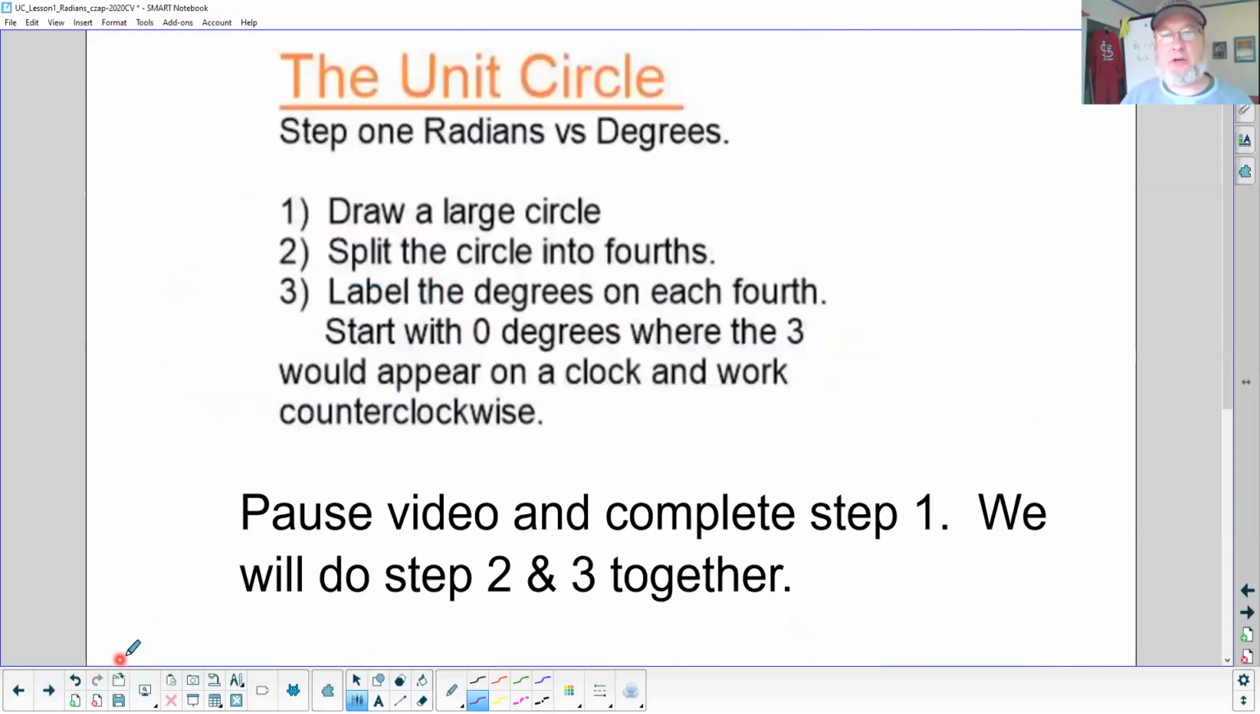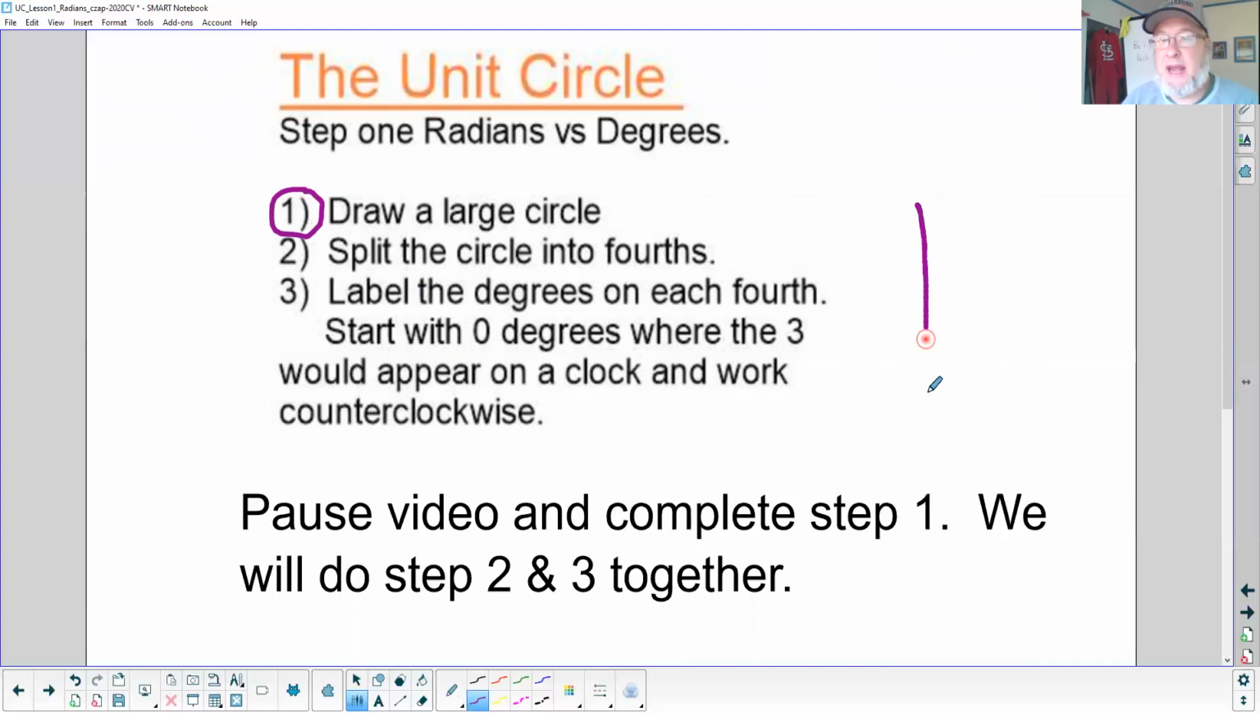Now moving forward, here's where I'm going to ask you to do a little something here. We're going to be creating our unit circle. Whoever your teacher is next year will probably be asking you to do something very similar. If you're going to keep anything from this year next year, I would suggest you keep the sheet we're going to produce together here. So step one, I'd like you to draw a large circle on a piece of paper. So it'll take up most of your paper.